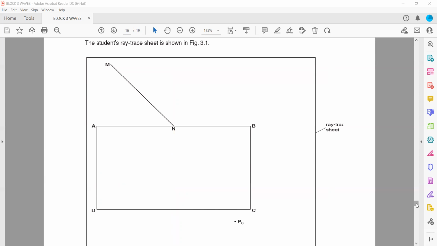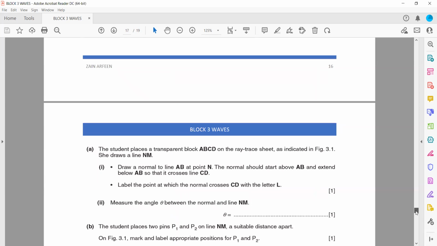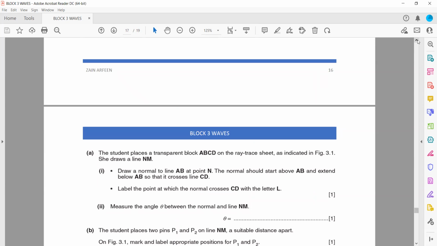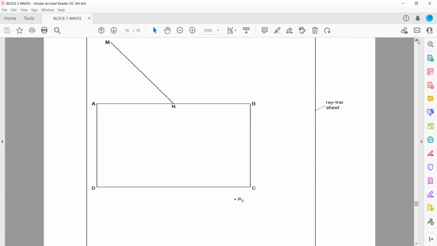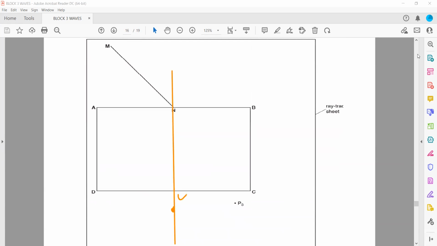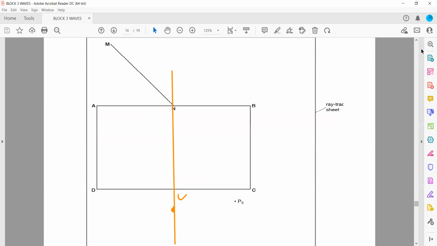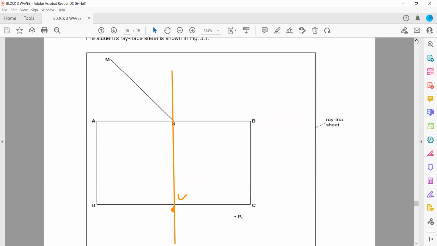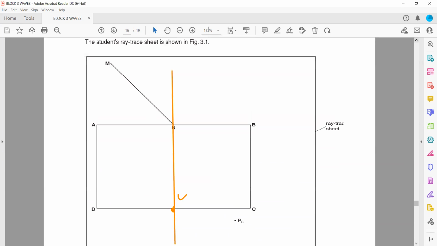Then the next part, measure the angle theta between the normal and the line NM. So we have to measure the angle of incidence, which is theta here. Using a protractor, you will measure this angle. It should be about 40 degrees, 41, 42.